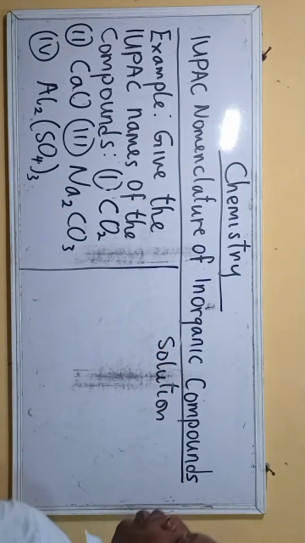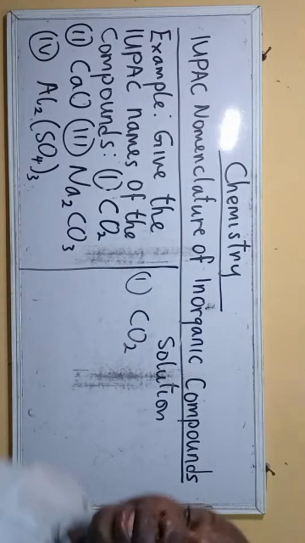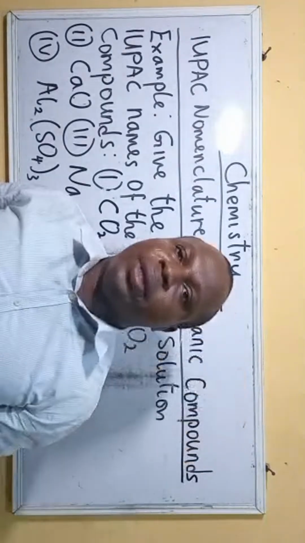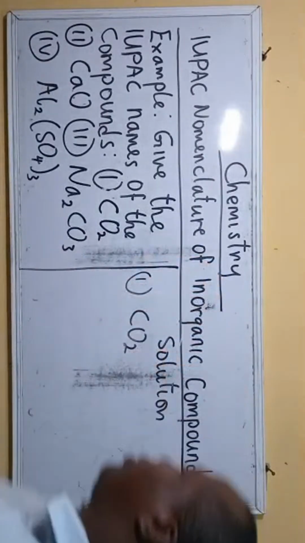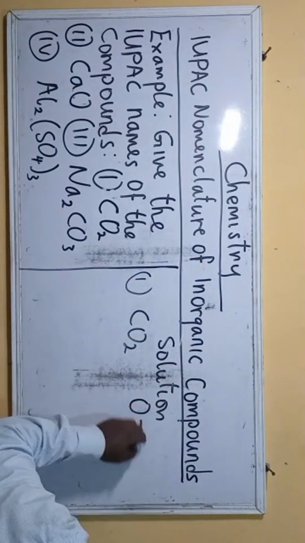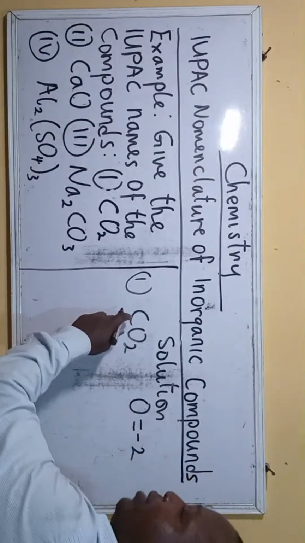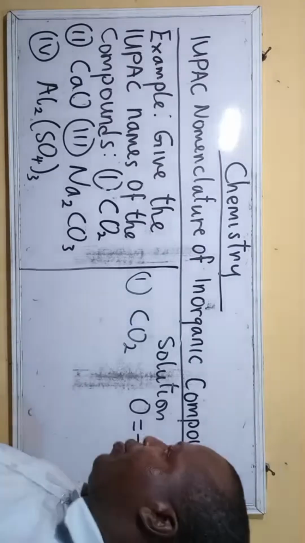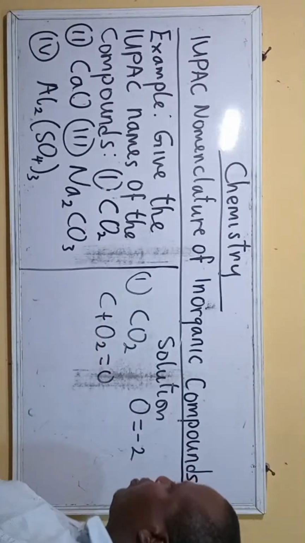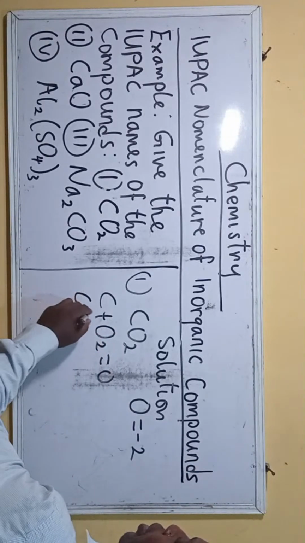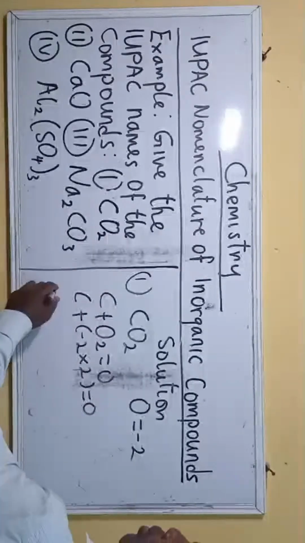Number one, CO2. Now, we all know that the oxidation number for oxygen is -2. So, look, oxygen is -2. If I want to solve this, I have to find C. The easiest way to do this, I will make C the subject of the formula. So, it will be C plus O2 equals 0. That is, I will have C plus -2 times 2 equal what? 0.